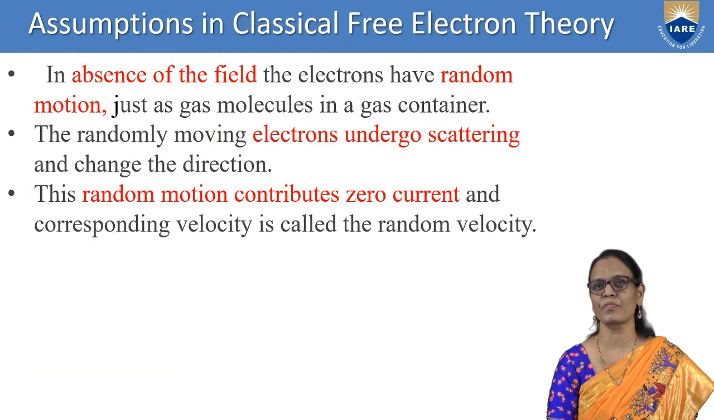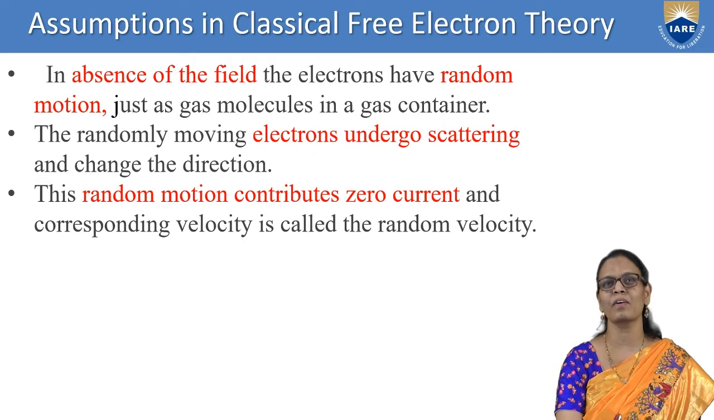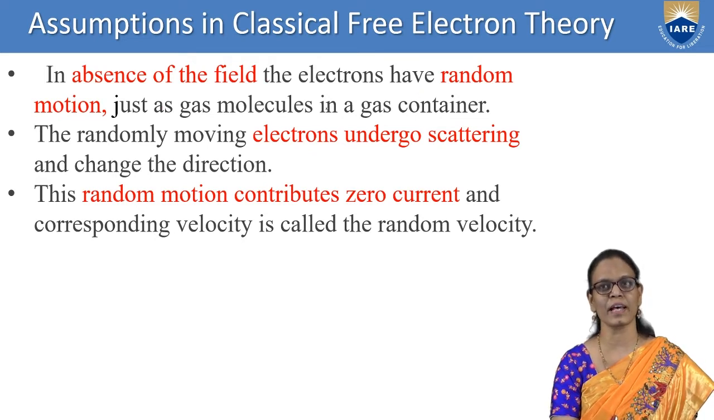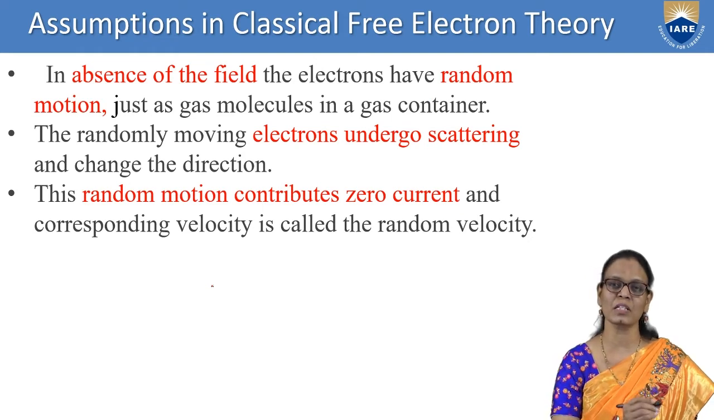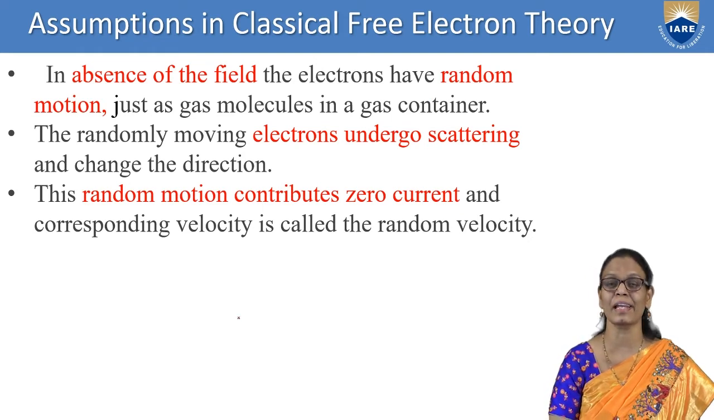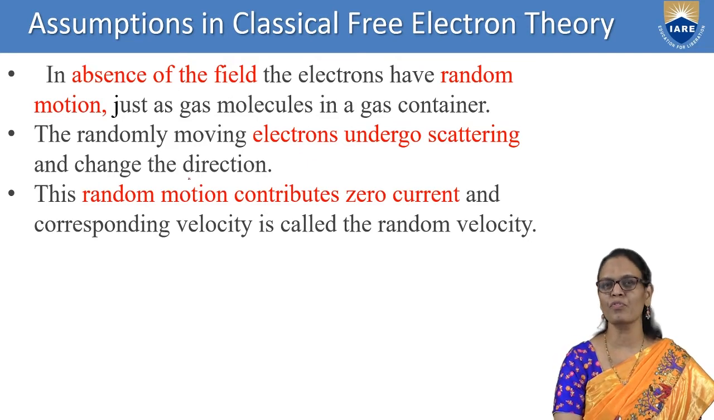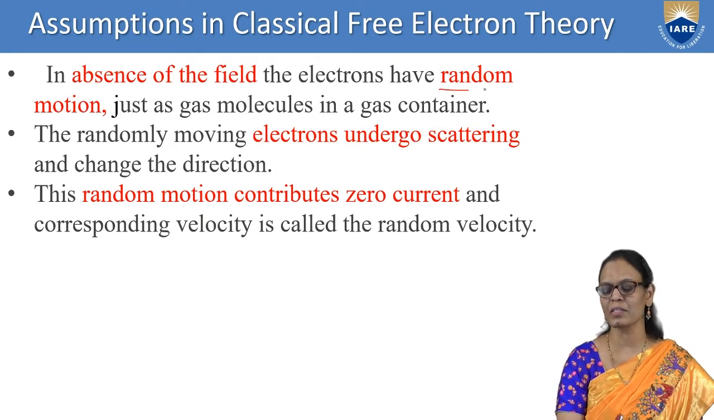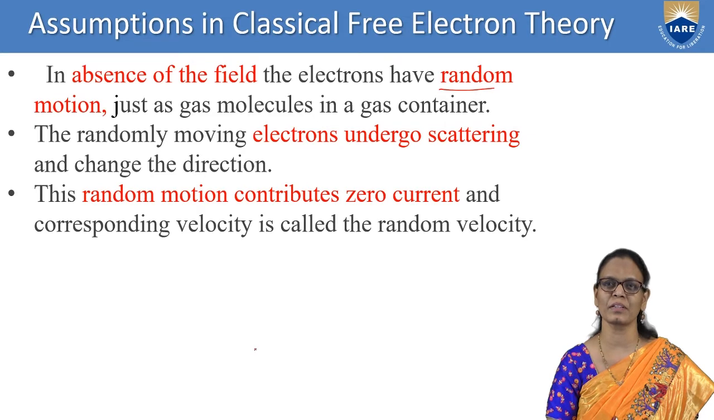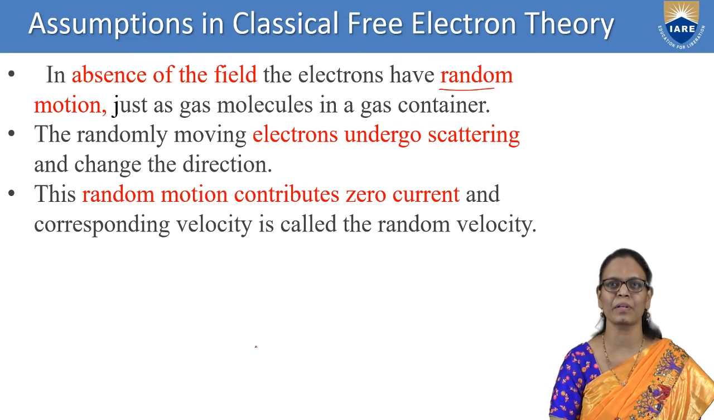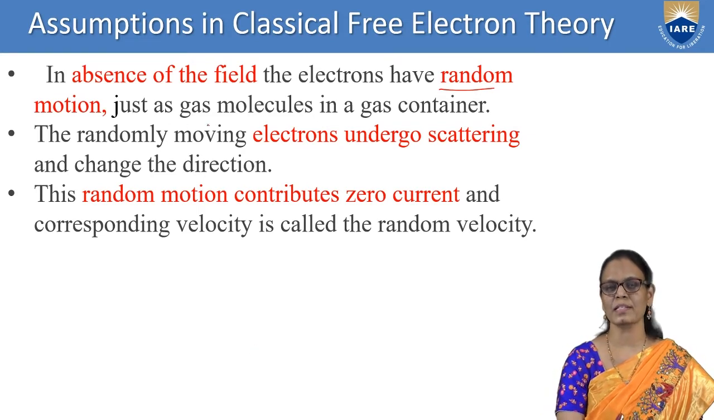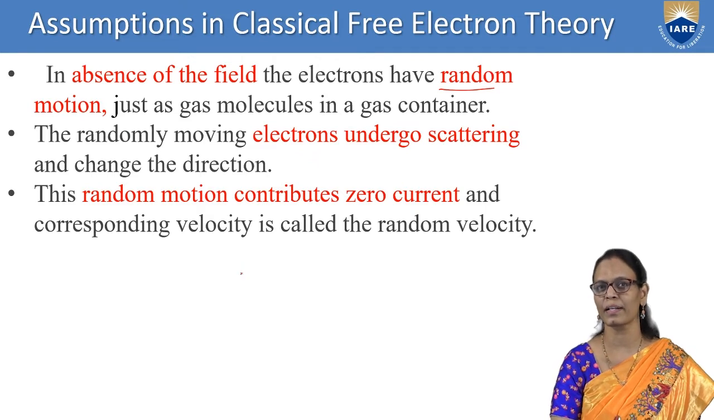In the absence of the field, the electrons may have random motion just as the gas molecules in a container. So this is what we have seen. The velocity that is acquired by the electrons is due to the applied field. What happens when there is no field? When there is no field, these electrons have random motion. Random means they move in any direction they like, just like the gas molecules in a container.